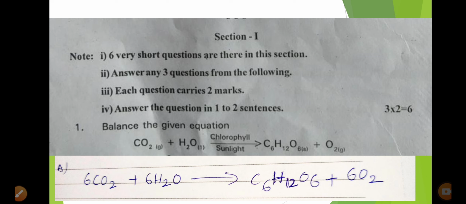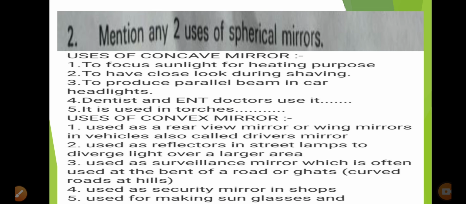First question, balance the given equation. CO2 plus H2O gives C6H12O6 plus O2. The balanced chemical equation is 6CO2 plus 6H2O gives C6H12O6 plus 6O2.